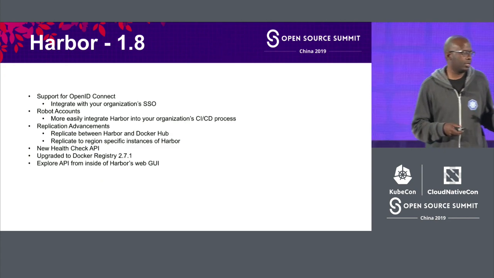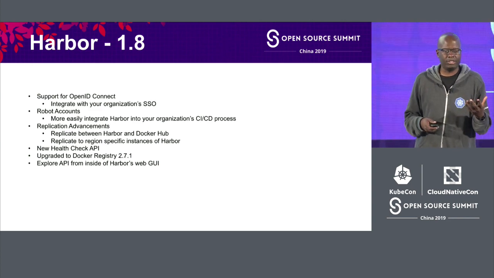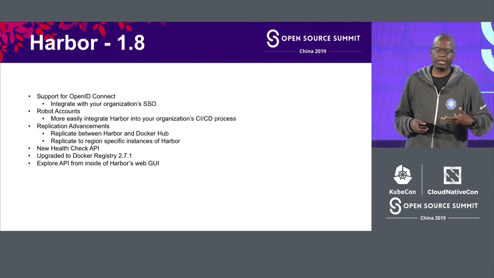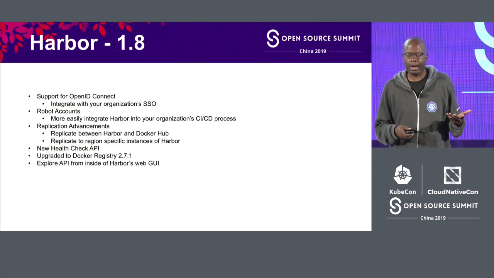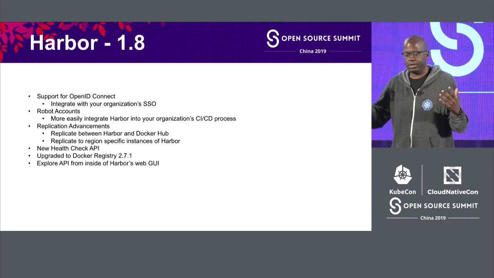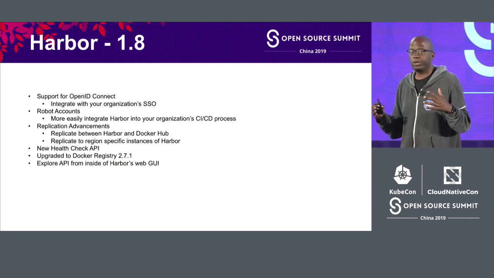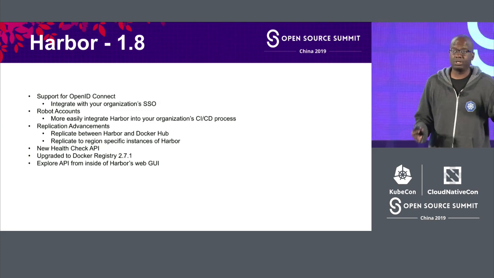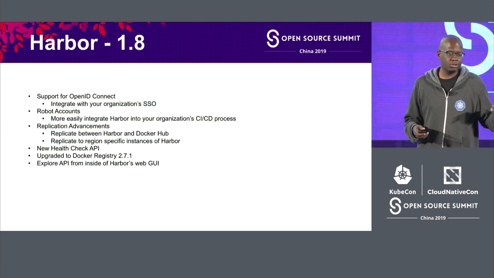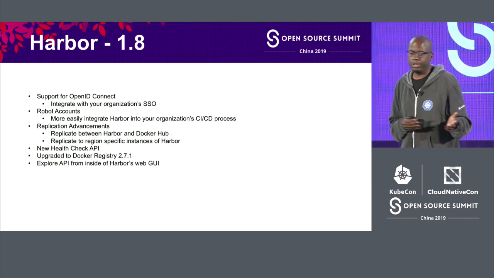And then I mentioned robot accounts before, but this is very important. Whether you're using GitHub or GitLab, you don't want to have all these users that look like people. You can now properly define them as robot accounts. And another thing with Harbor is that replication has been enhanced, where you can have multiple servers, maybe local to wherever your users are, and you can replicate between those.